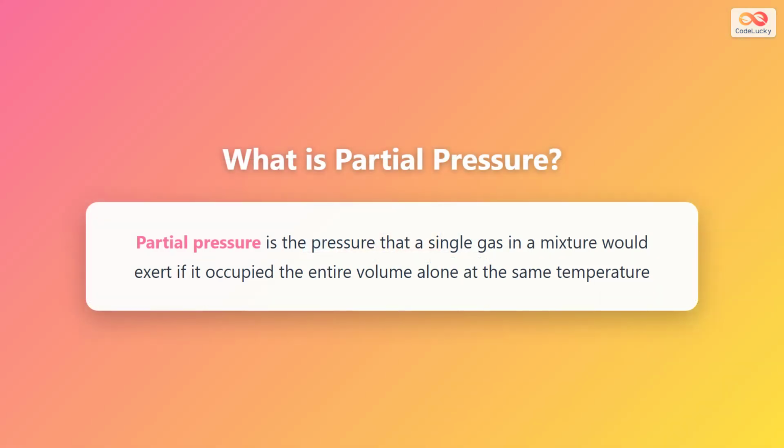But what exactly is partial pressure? Partial pressure is the pressure that a single gas in a mixture would exert if it occupied the entire volume alone at the same temperature. Imagine removing all other gases and leaving just one gas in the container. The pressure it would create is its partial pressure. This concept is crucial because it allows us to treat each gas in a mixture independently, making complex problems much easier to solve.